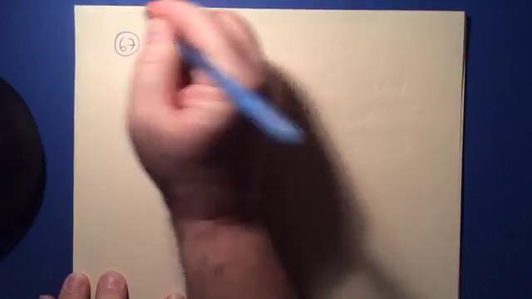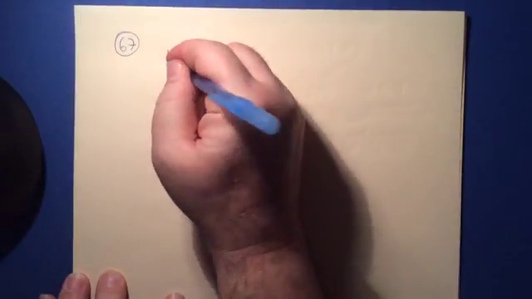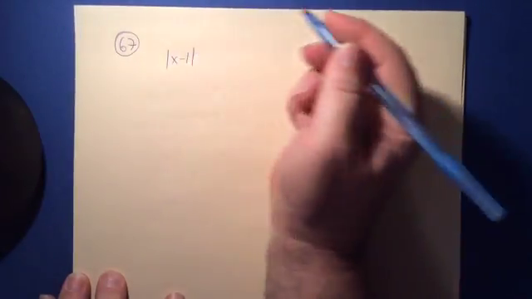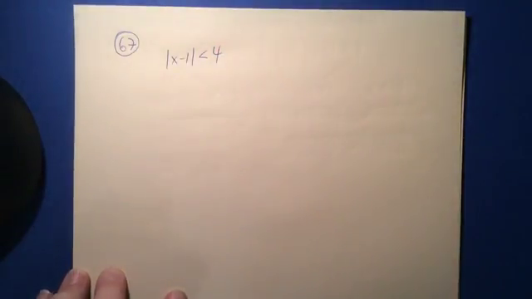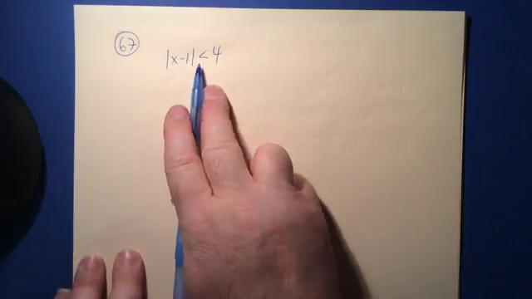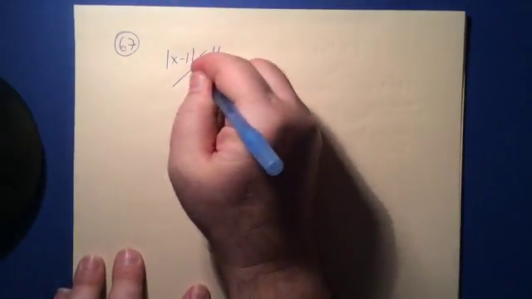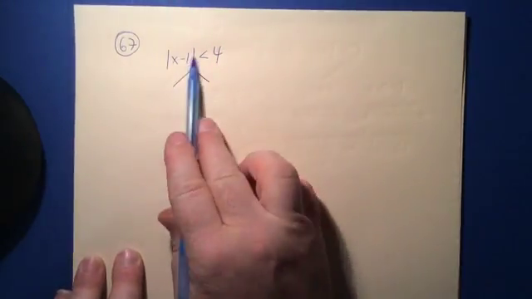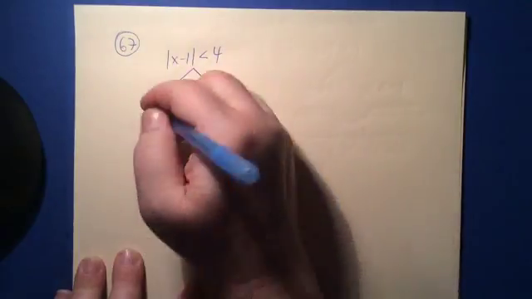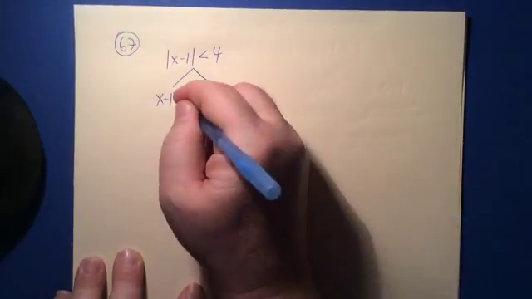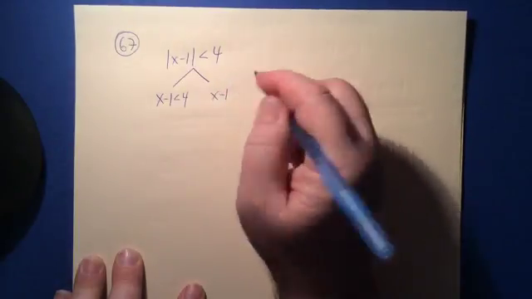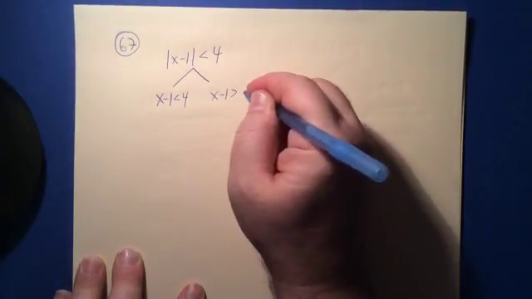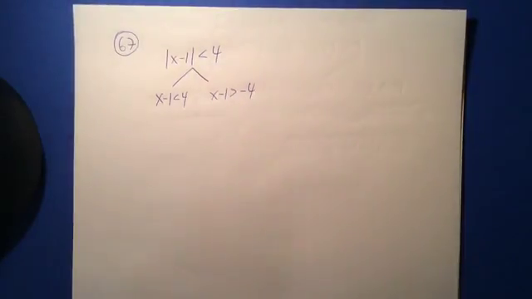We'll go to 67, and we have first the absolute value of x minus 1 being less than 4. So when we have something like this, we're going to split this up into two parts. We have the absolute value alone on one side, and we have this here. So we'll write x minus 1 is less than 4. On the other side, we're going to write x minus 1 is greater than negative 4. And we're going to see what numbers make this true.